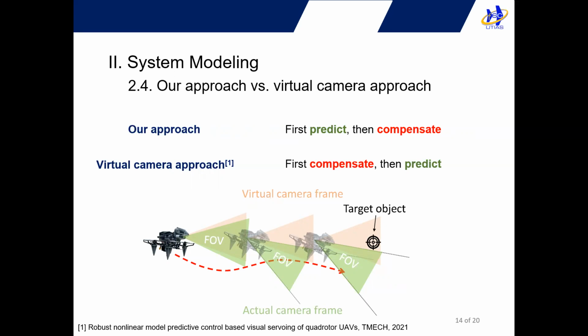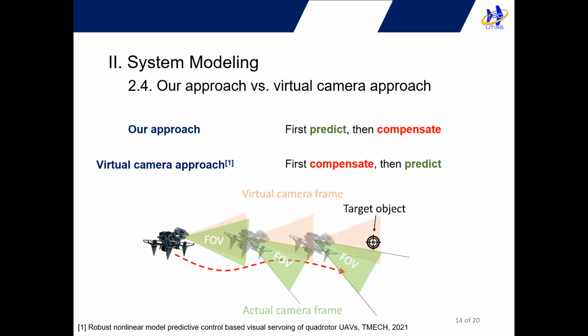There's a huge advantage in doing the compensation after feature prediction like what we did, because it allows us to define the visibility constraint in the original image frame, and the true target visibility information can be preserved. As a result, the visibility constraint defined in our method remains valid during aggressive maneuvers, whereas those virtual camera methods cannot. This phenomenon is illustrated in these slides.